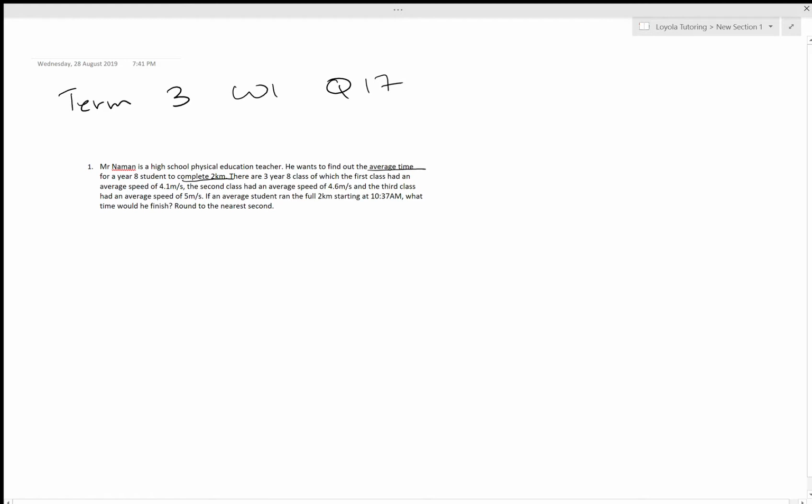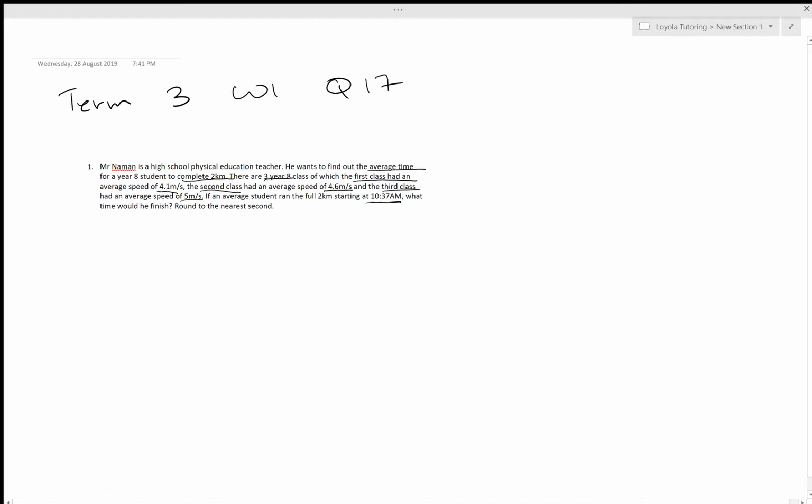There are 3 year 8 classes, of which the first class had an average speed of 4.1 meters per second. The second class had an average speed of 4.6 meters per second, and the third class had an average speed of 5 meters per second. If the average student ran the 2 kilometers at that speed, what time would he finish?